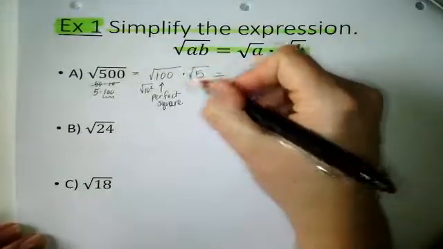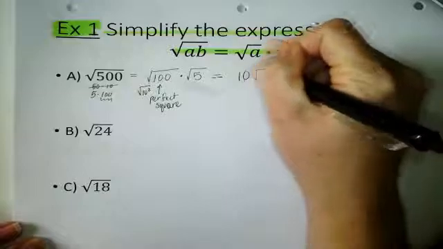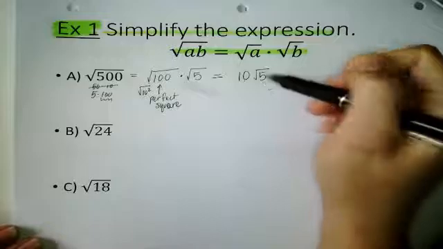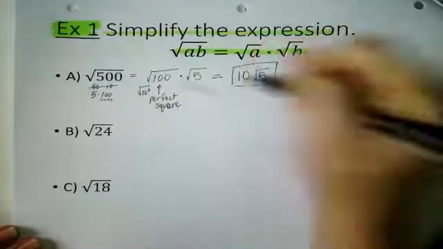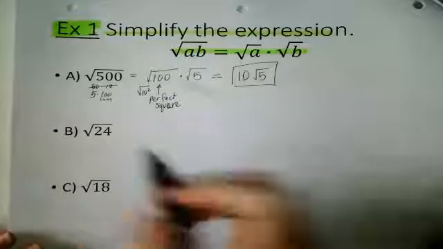And then I can't do anything with this. It doesn't have a nice little root there, it's not a perfect square, so it just stays. So 10 radical 5 is the lovely exact answer. And it's fully simplified.